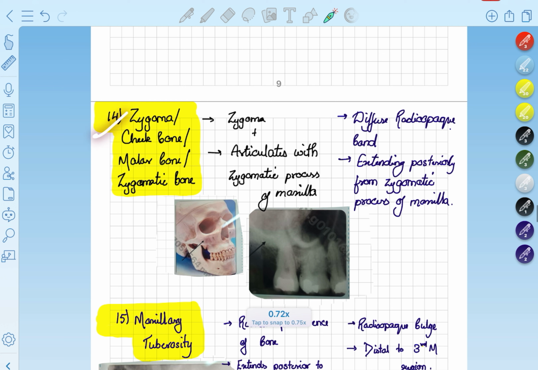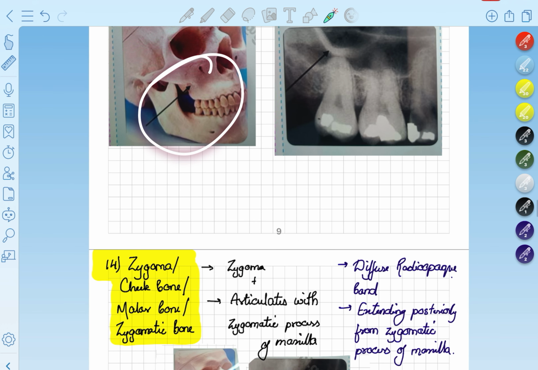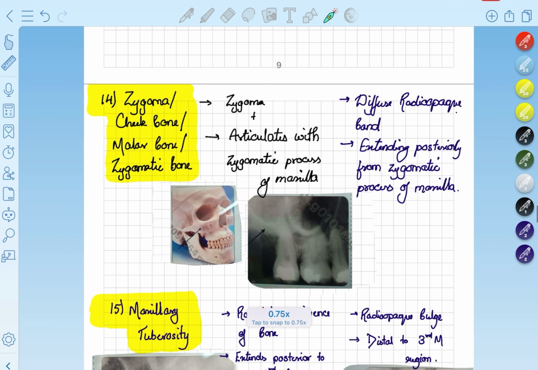The next part is the zygoma, also known as cheekbone, molar bone or zygomatic bone. Zygoma articulates with the zygomatic process of maxilla. This was the zygomatic process, and this is our zygoma. It is a diffuse radio-opaque band extending posteriorly from the zygomatic process of maxilla. This was our J-shaped or U-shaped structure. So it is located posterior to the zygomatic process of maxilla.